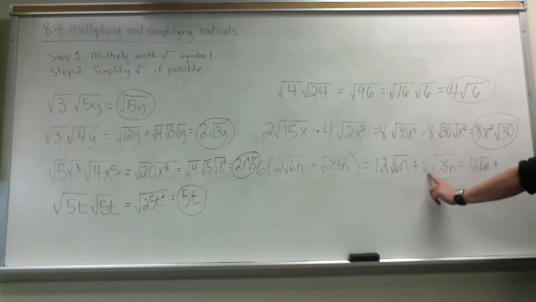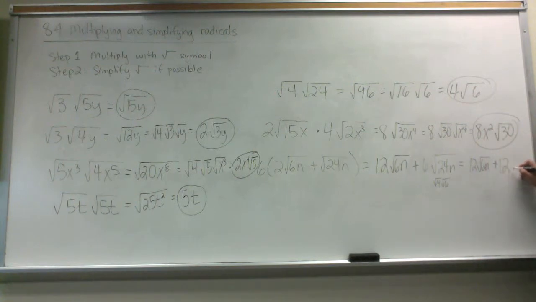There's already a 6 out here, so 6 times 2 is 12. So that's going to become 12. And I have a root 6 and a root n that is left. And then I have like terms, so 12 root 6n plus 12 root 6n is 24 root 6n.